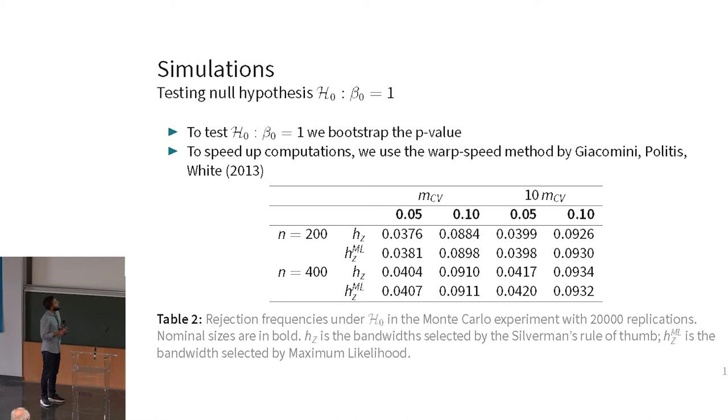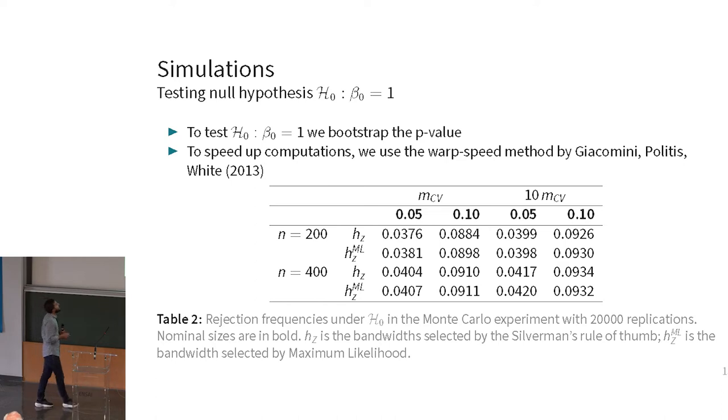Here we check again the stability of the coverage for MCV, with M selected by cross-validation, and MCV multiplied by 10. Here are the empirical rejections of the test, and in bold are the nominal sizes of the Wald test. We can see that the error in the rejection probability decreases as we increase the sample size, and we have acceptable coverage here. Something else I want to highlight is that having n equal to 200 or 400 is small for non-parametric instrumental variable estimation, because it's not only a non-parametric problem, but we also have an ill-posed inverse problem.